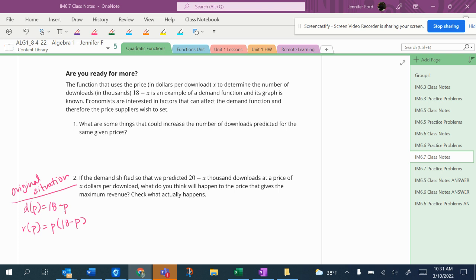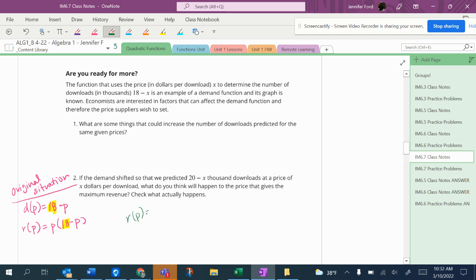Okay, so number two: if demand shifted so that we predicted 20 minus x thousand downloads at a price of x dollars per download, what do you think will happen to the price that gives the maximum revenue? Check what actually happens. So it's going to change, right? Essentially, instead of the 18 value in the revenue function and the download function, we're using 20.